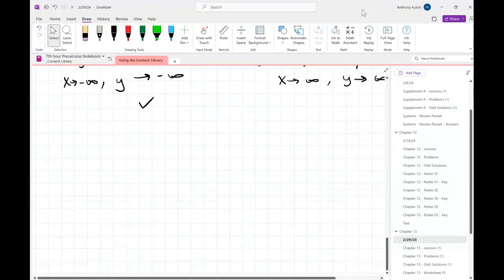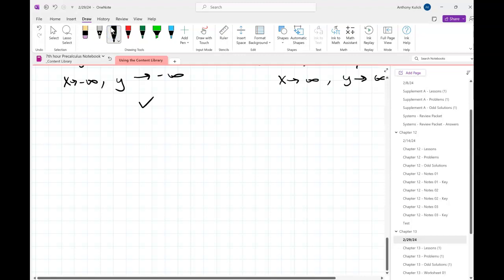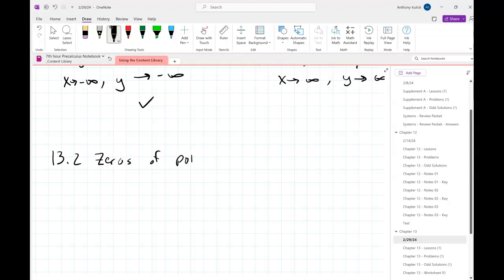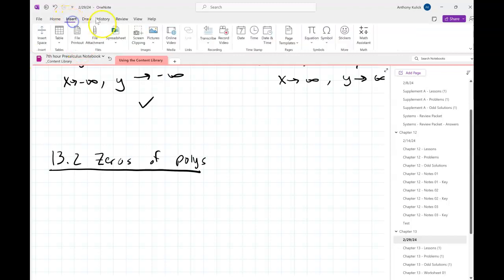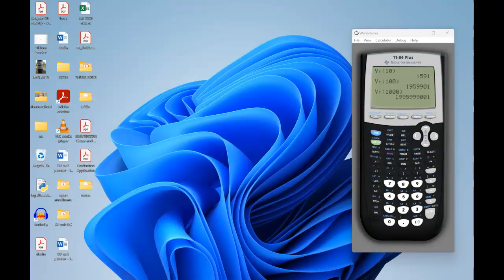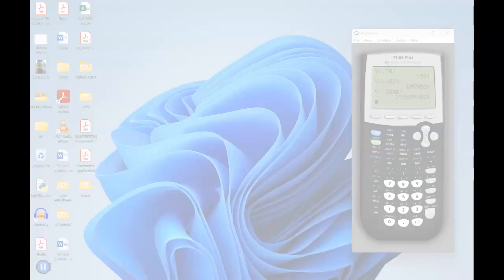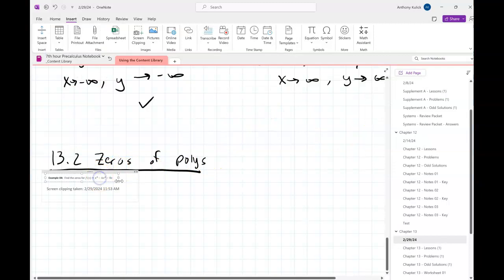All right. So one of the things that we're going to be focusing on in this chapter is being able to solve polynomials, i.e. find the zeros for a polynomial. And we're going to want to do this algebraically, not just with our calculator.